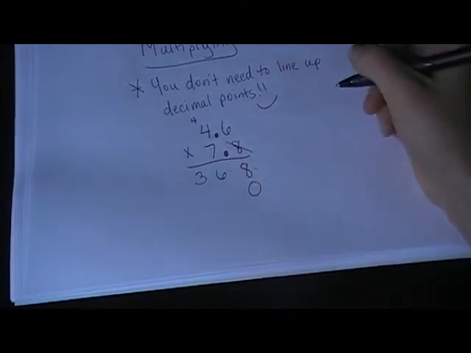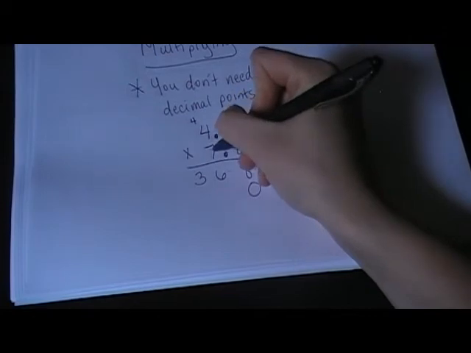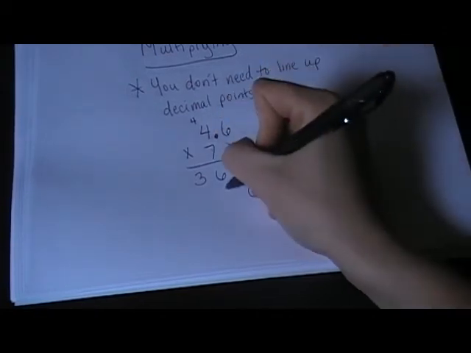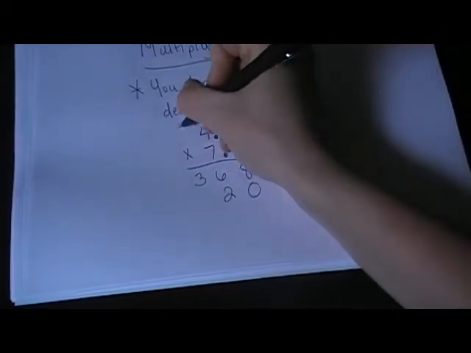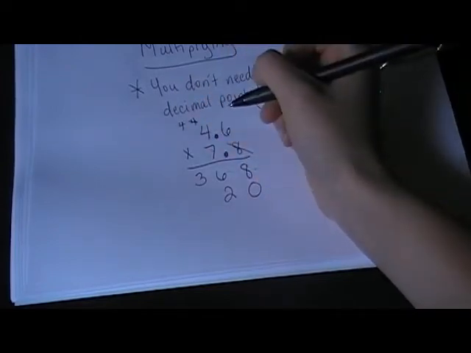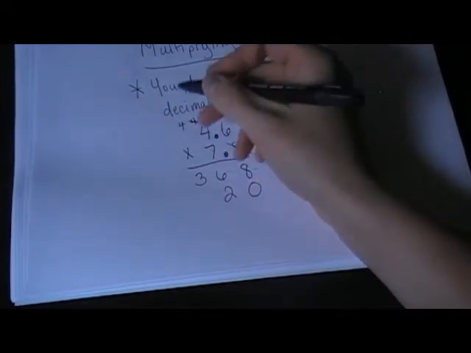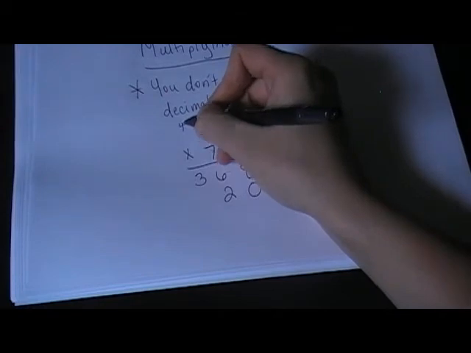That's the same thing with multiplying whole numbers. So 6 times 7 is 42. 7 times 4 is 28. Plus 4, 32.